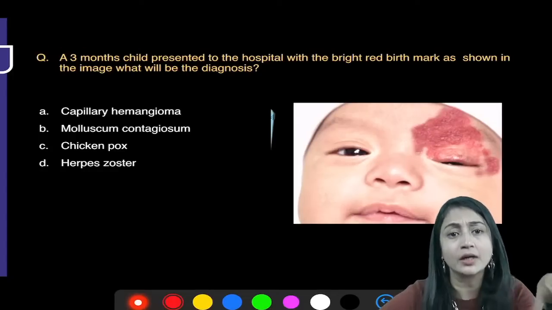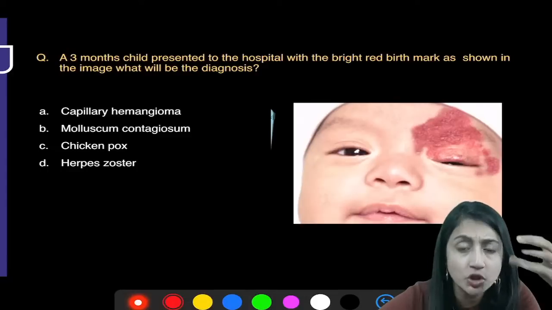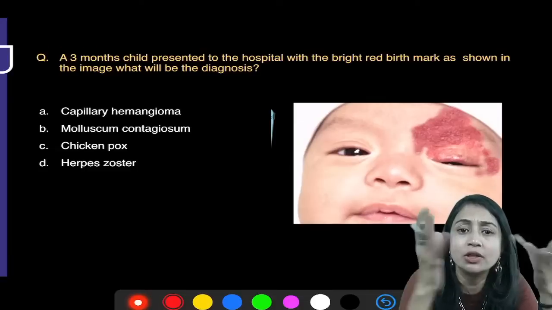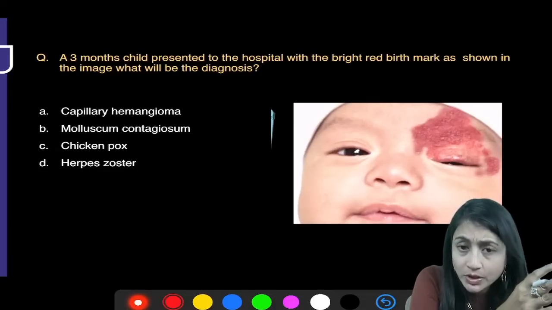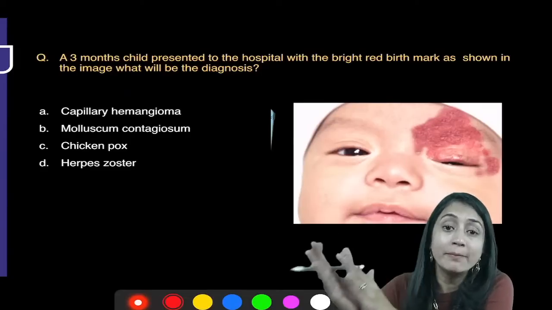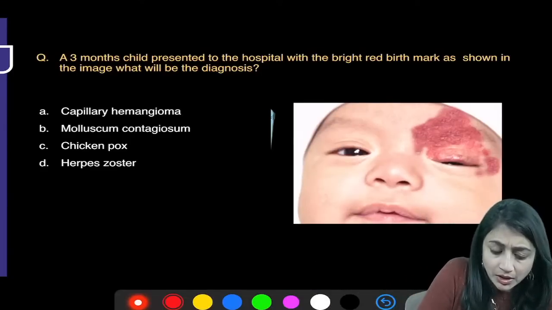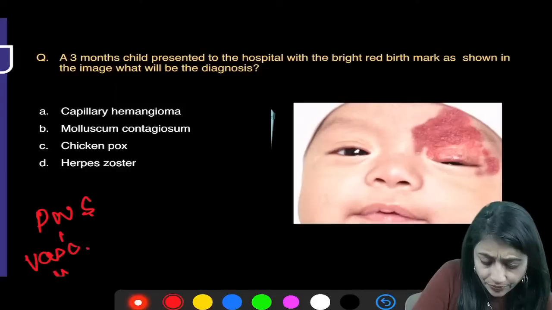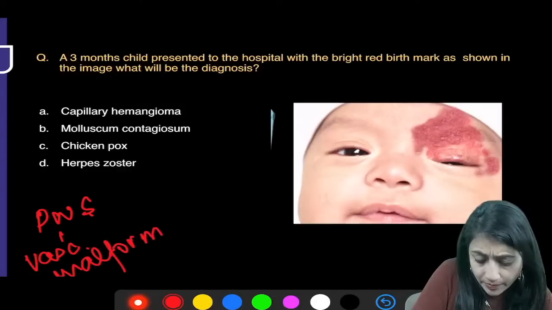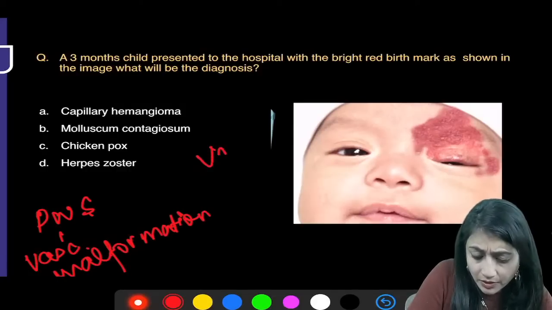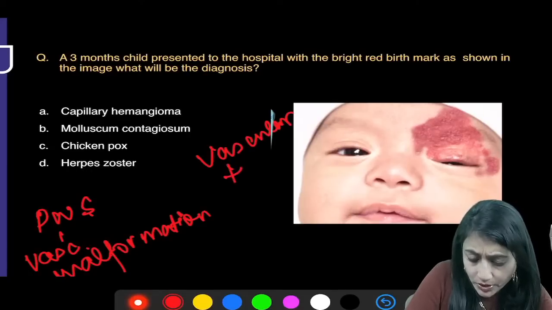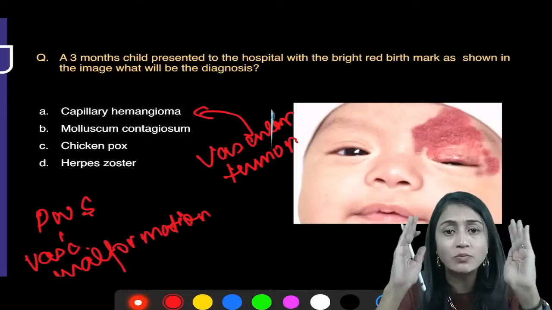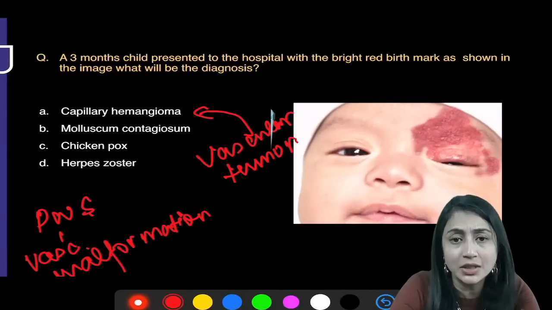Now, a red plaque presenting in a child who is 3 months old, typically on one side, would be either a vascular hemangioma, a vascular tumor, or a vascular malformation. So it can either be a port wine stain or a vascular malformation, or it can be a vascular tumor which is called capillary hemangioma or infantile hemangioma. This is if there is a red mark present in a 3-month-old.